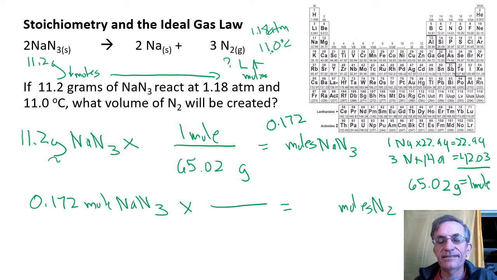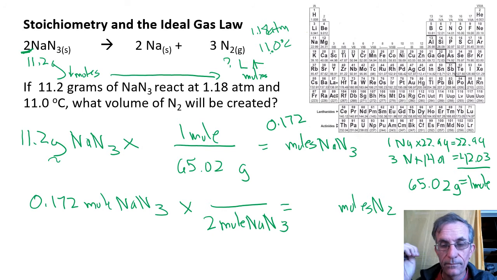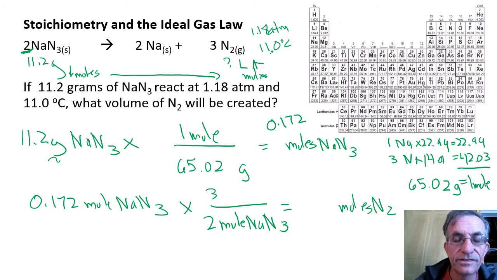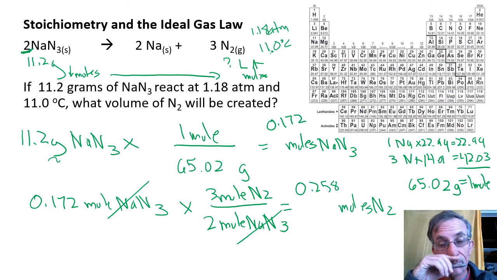Let me ask you a couple questions here. When you're converting and looking at those coefficients, what number are you going to put on the bottom? It should be the coefficient in front of sodium azide. That's a 2. And then what number are you going to put on top? 3 moles of nitrogen. What you're solving for goes on top. Does that look right? I think it does, right? Sodium azide cancels. Goodbye. And now we have nitrogen. If you work it out, you should get this number, 0.258 moles.